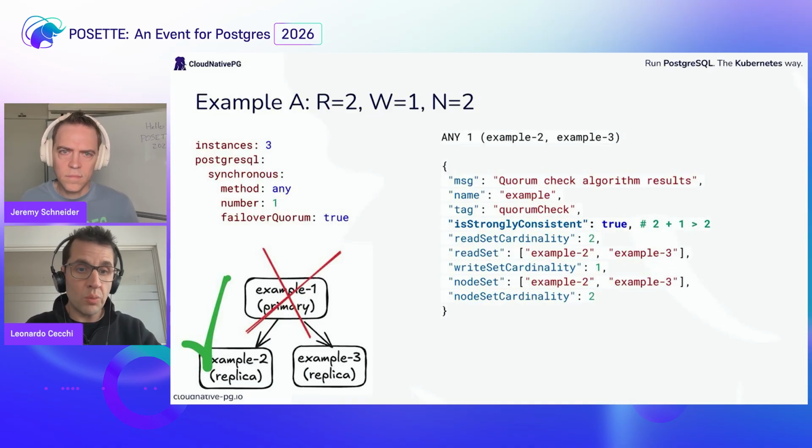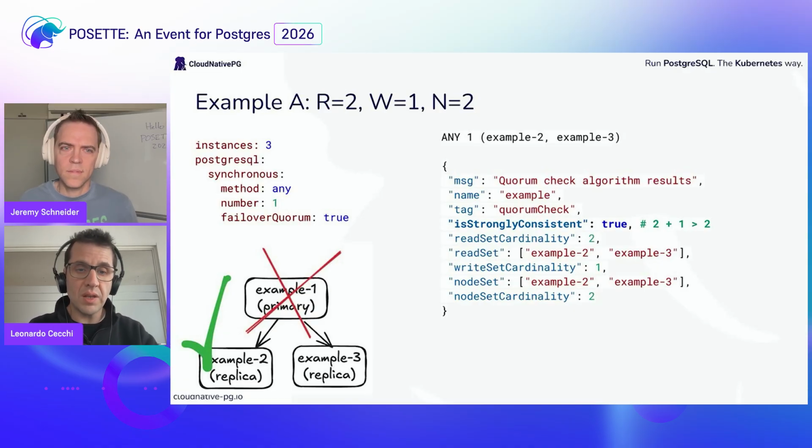Even if we don't know which one, we don't know if it was example-2 or example-3, it's safe to failover to the most advanced one. This is the important point. You can see on the right, there is a log message. You will find it in your operator log, and it tells, is strongly consistent, true. Yes, that's the most important point.